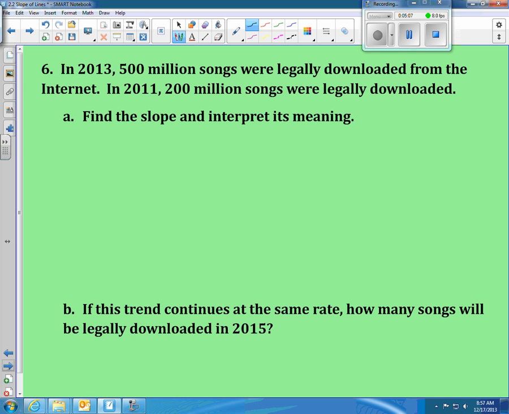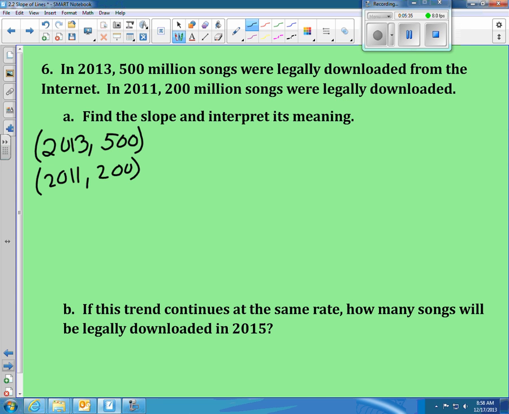All right, so number 6 says, in 2013, 500 million songs were legally downloaded from the internet. In 2011, 200 million songs were legally downloaded. Find the slope and interpret the meaning. Same idea, rate of change, slope. So we're going to, again, put them into an ordered pair. You don't have to write out all the zeros for 500 million. We'll just take million on as a label at the end.